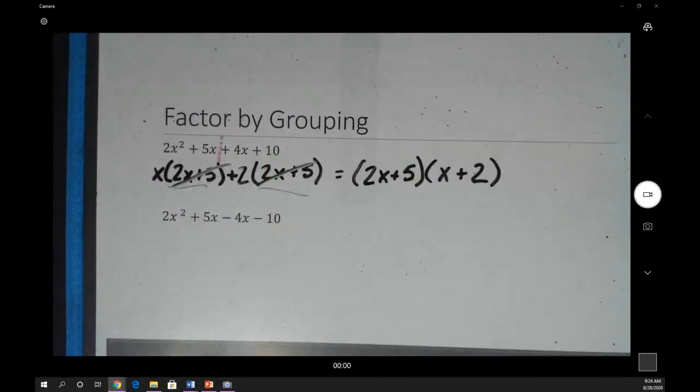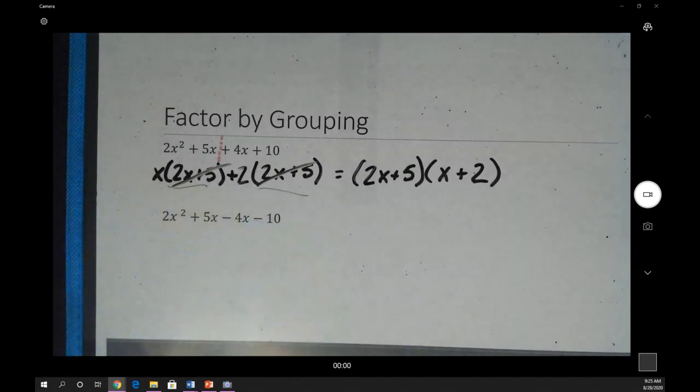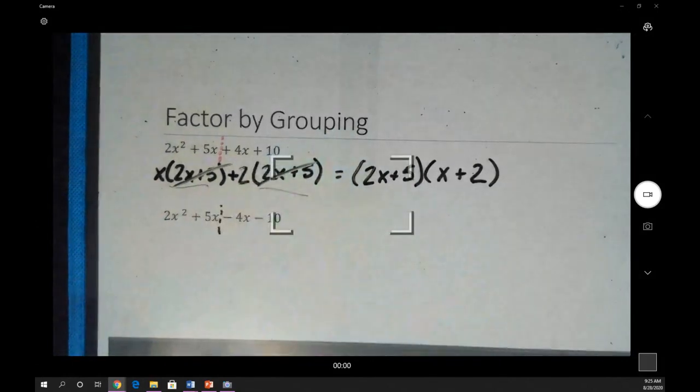And that's how we factor by grouping. This one's a little weird to do for a little while, but once we get to the next type of factoring, then we'll see how this can be useful as well. The next one is very similar, but you'll notice we have different signs on the 4x and the 10. So I'm still going to break it down into 2 groups of 2.